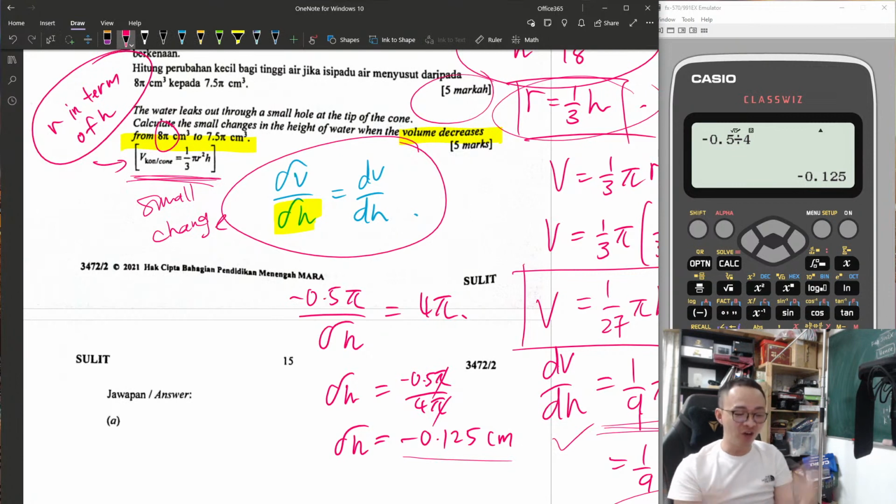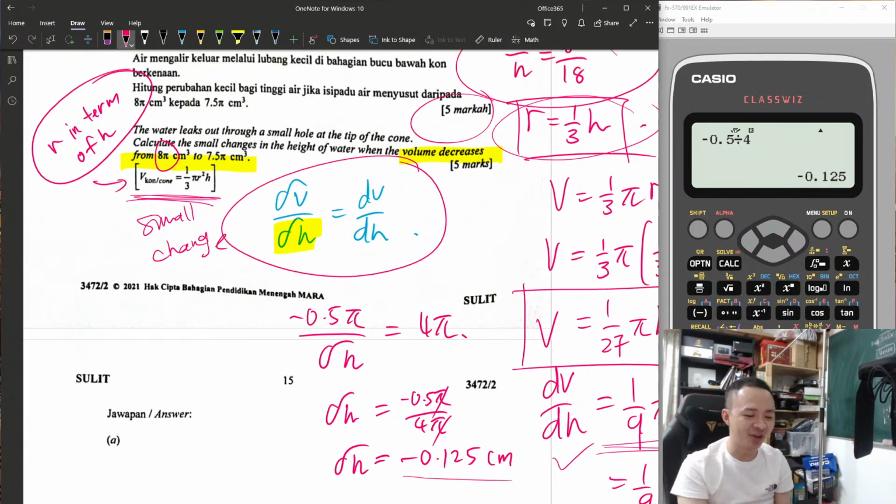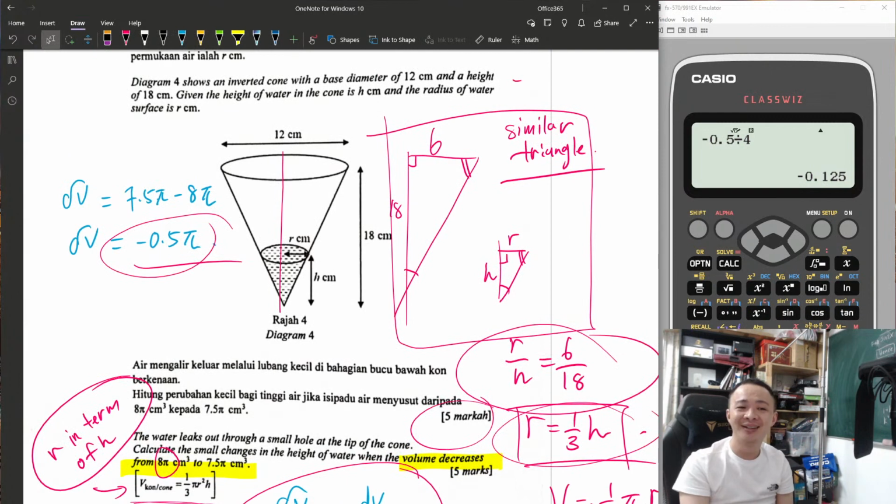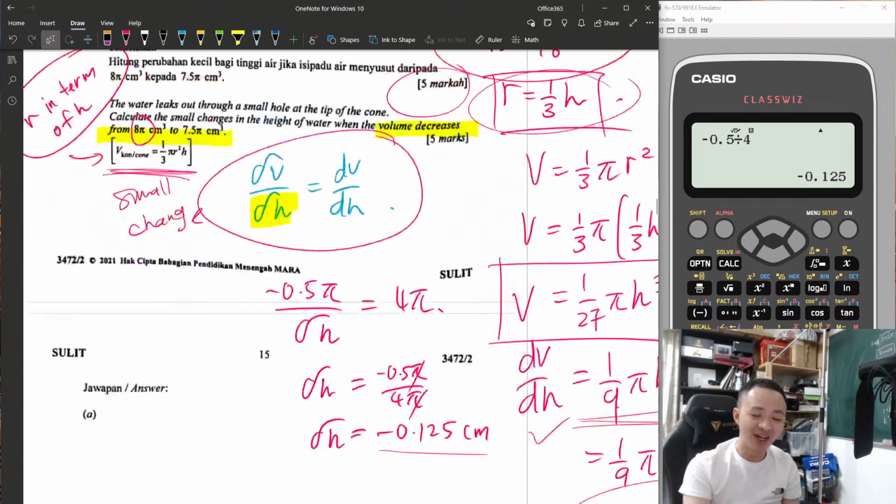I know that when the volume decreases by 0.5π, my height actually decreases by 0.125 centimeter. Yeah, this is the whole idea for this kind of crazy question. And not to say very hard. In terms of hard, I think it's still fine. Unless you have no idea about similar triangles, then you will struggle a lot here. Or else it shouldn't be too difficult for you. But it's a lot of work for 5 marks. This is true. Yeah, we'll stop here.